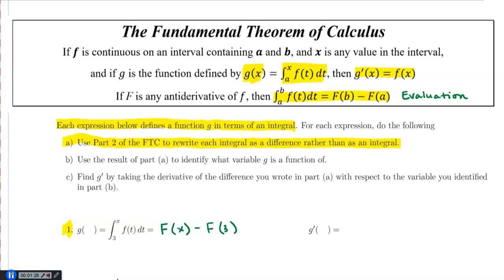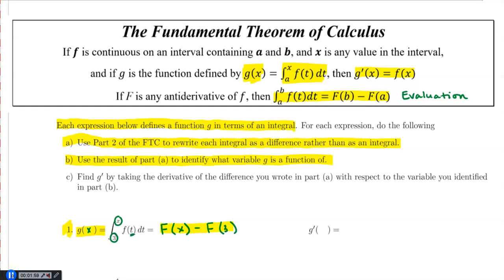Okay, straightforward enough. Now part B, use the result of part A to identify what variable g is a function of. Well, if g is equal to F of x minus F of 3, then g is a function of x. That t that was originally in the integrand just goes away after we find the antiderivative because we're plugging in these limits of integration.